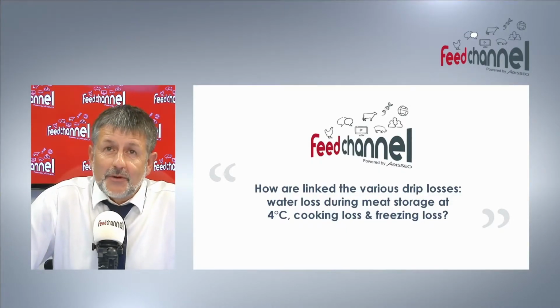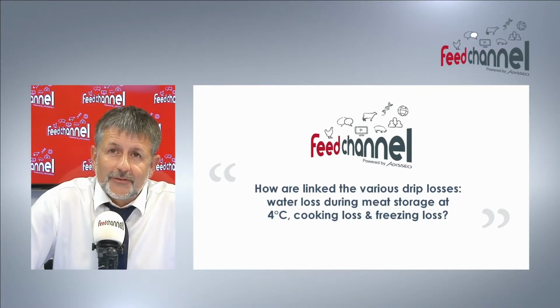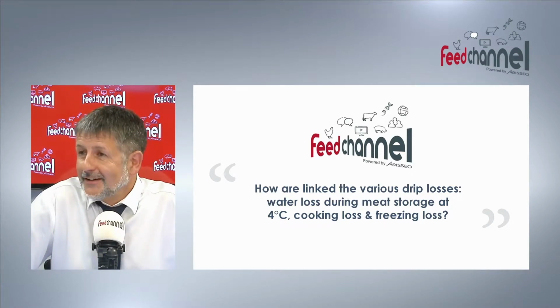How are the various drip losses linked? Water loss during meat storage at 4 degrees, cooking loss, freezing loss, thawing loss and so on. All the losses. As I told before, in my experience, drip loss is very associated with pH and of course membrane integrity. These are the two key points. For cooking losses, the protein content and quality are also important. So there is an association, but they are two different characteristics of the meat. And freezing losses are very associated with the freezing technique. If you have a very efficient technique, you can have very small ice crystals, and in that way damage to the muscle fiber is very low. So there are some relationships, but sometimes you can also have different behavior.